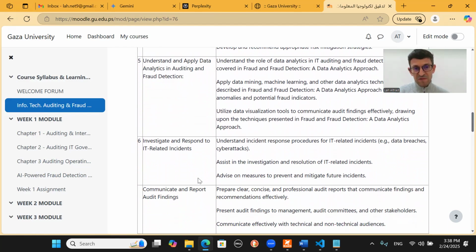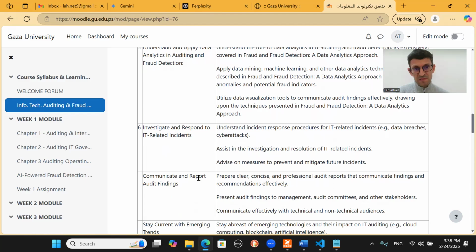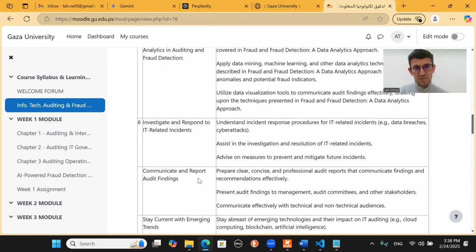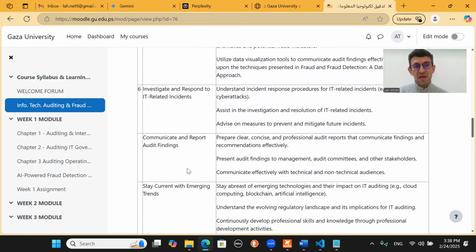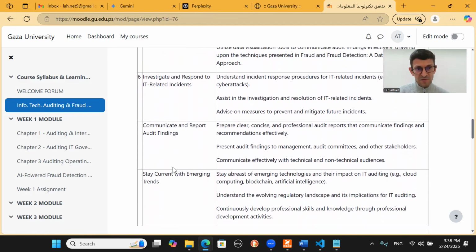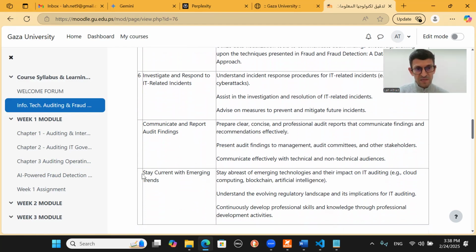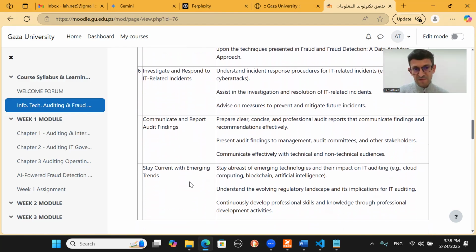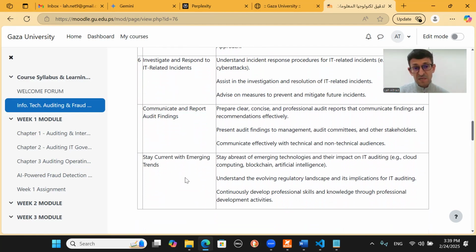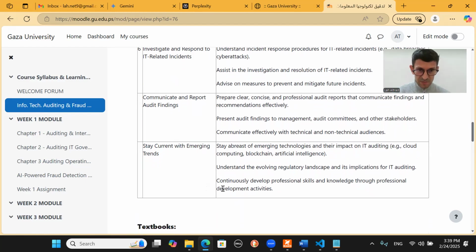Now, in course learning objective 6, we will investigate and respond to IT-related incidents. I need to add 7 and 8 to these objectives. I think I missed adding the numbering here. The last two objectives of this course are to communicate and report audit findings, which relates to the previous steps: whatever we find, of course we need to write in reports. And then to stay current with the state of the art and the trends related to IT auditing applications.